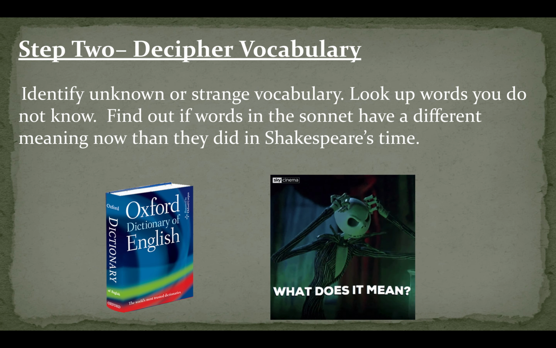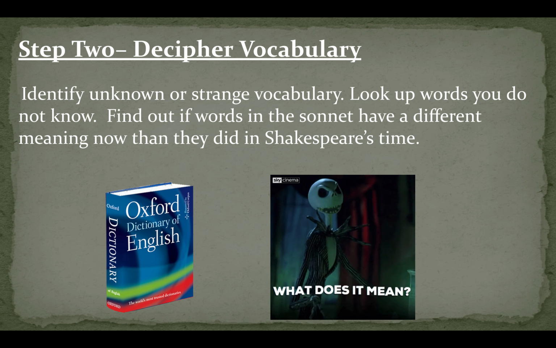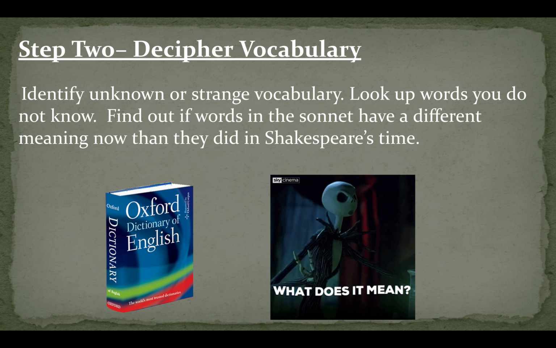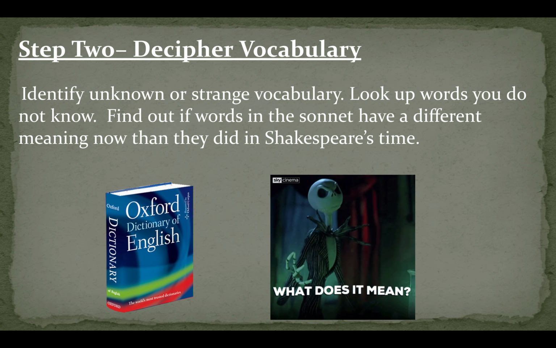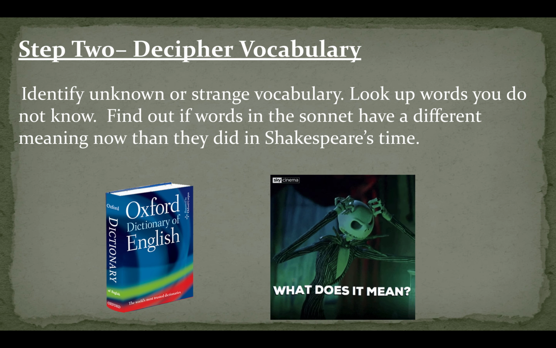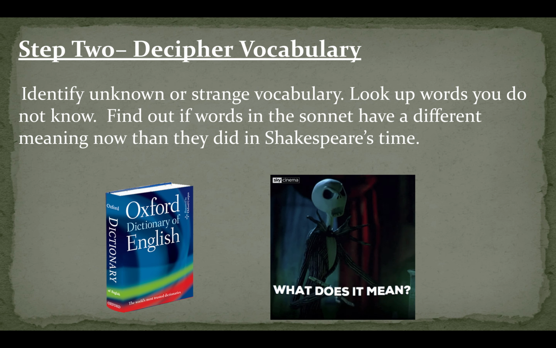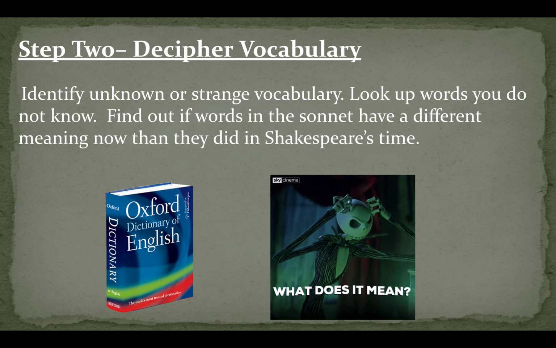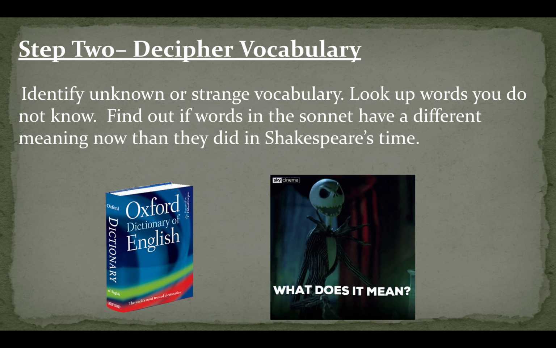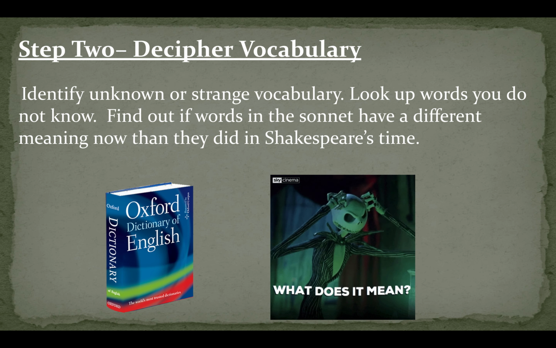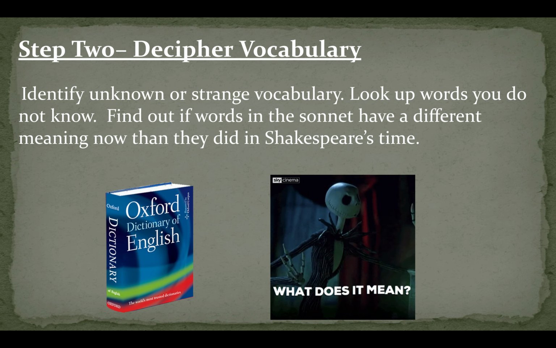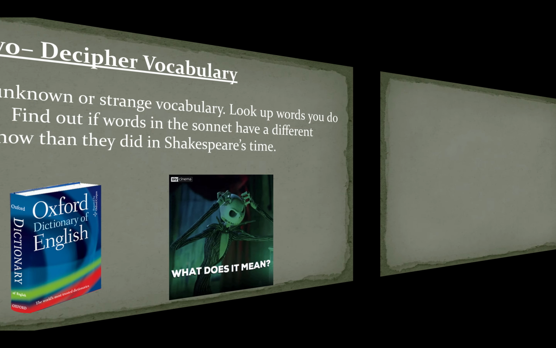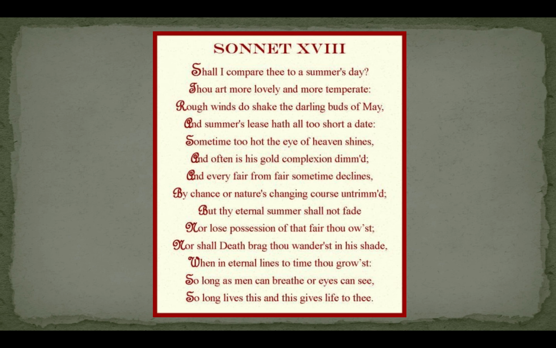Now this is where it's appropriate to look up some words. You can use the internet, you can use a dictionary, but make sure when you're looking up the words, you're not just looking up the current meaning, but you're also looking up the meaning as it might have been presented in the sonnet. So don't just get stuck in the current meaning. If you're going to Google the meaning of a word, you might say Shakespeare and then meaning and then the word, something like that. And that'll help you.